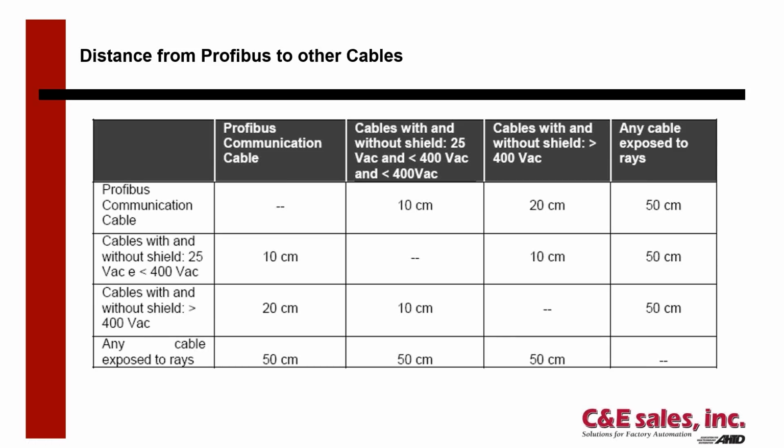Those cables can be anything. If you've got a cable that might get hit by lightning, then you want to be at least 50 centimeters away from that. So this is just telling us how close we can run our Profibus cable to other devices, other types of cables, sorry.